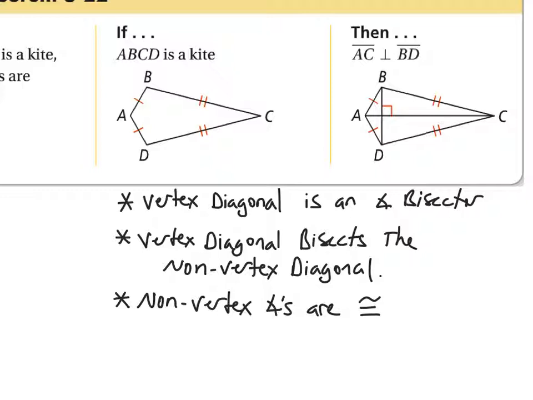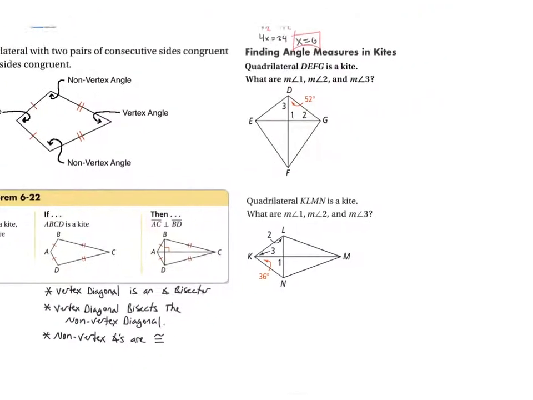Okay, so along with the definition of a kite, which says that it has two sets of consecutive congruent sides where opposite sides are not congruent, we also have 4 additional properties. The diagonals are perpendicular. The vertex diagonal is an angle bisector. The vertex diagonal bisects the non-vertex diagonal. And the non-vertex angles are congruent. Questions on how or why any of these are true in a kite? So let's take a look at a couple of quick examples.